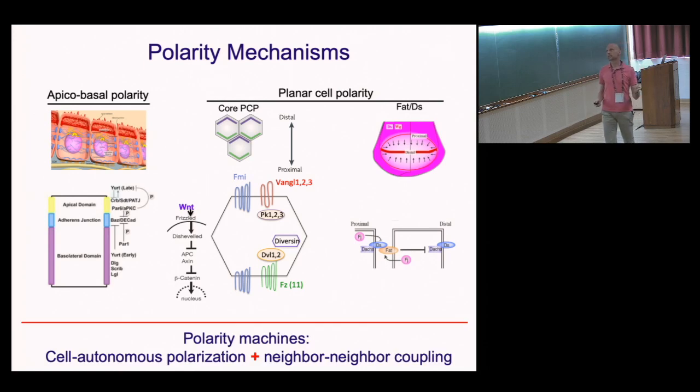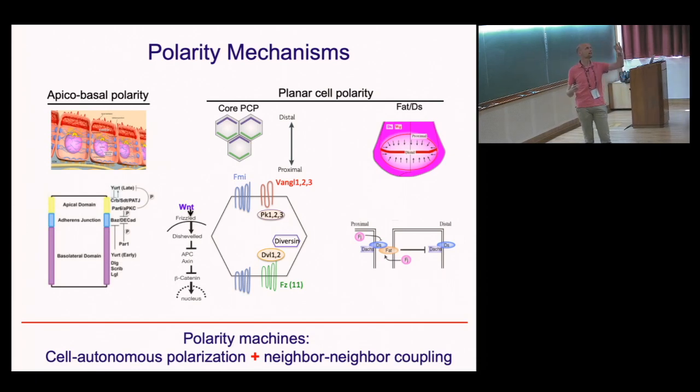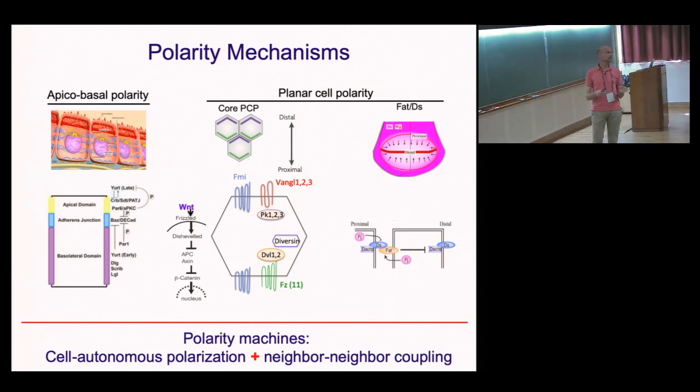And so altogether, I think there are two important points here. The first one is there are many polarization machines in cells, or multiple mechanisms that can polarize cells. But in general, they all share this cell-autonomous polarization component, right? That individual cells can set up a vector of polarity. And secondly, they share this neighbor-neighbor coupling effect, so that the polarity vectors of individual cells get coupled between their neighbors and therefore set up polarity fields in the tissue.